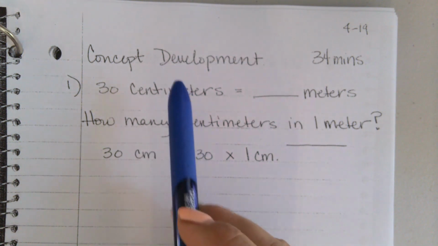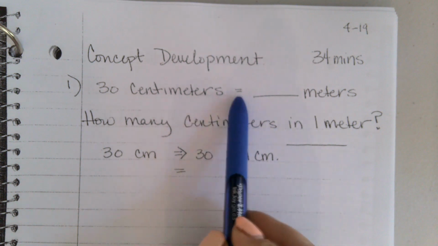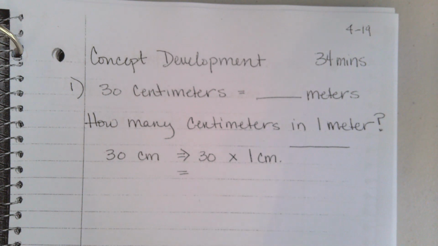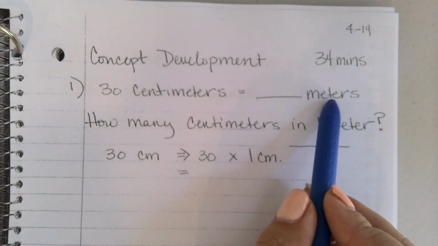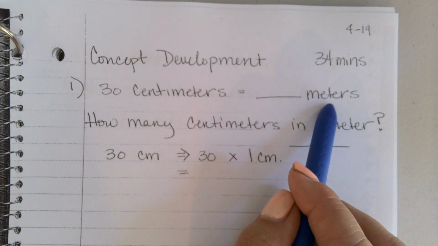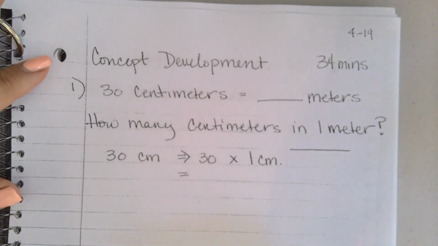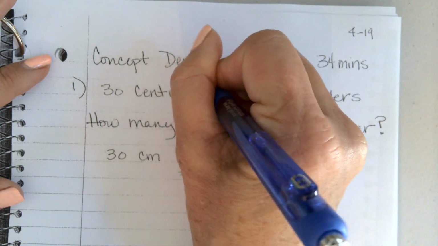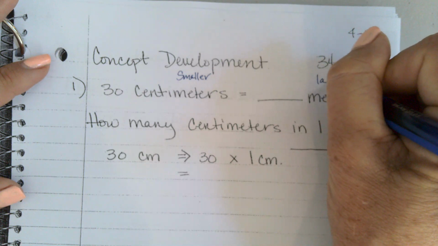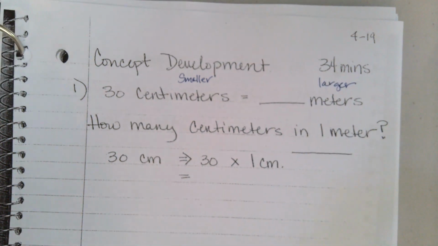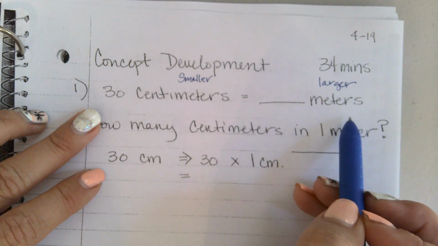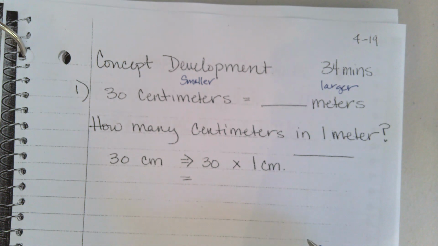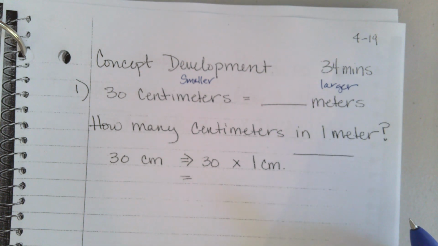Now, let's begin with 30 centimeters is equal to how many meters? So my question for you is, what is the larger unit? Is centimeters or meters larger? Well, meters are larger, right? So this is the smaller unit, and this is the larger unit or bigger unit, right? So we're going from smaller to bigger. So we are expressing a smaller unit in terms of a larger unit.